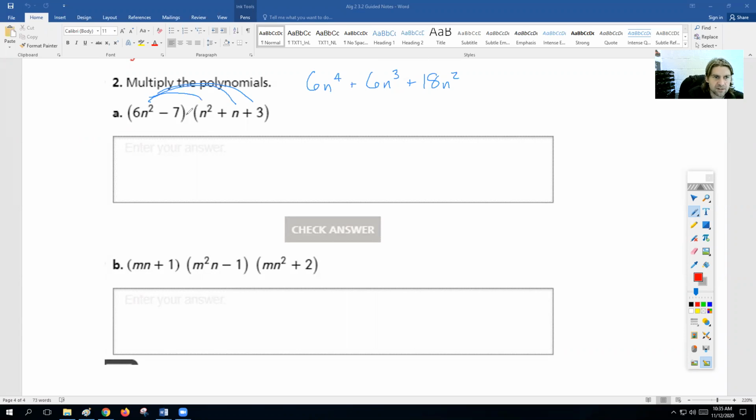Then we need to distribute the -7 to all three terms. All right, we would get a -7n squared, a -7n, and then -21.